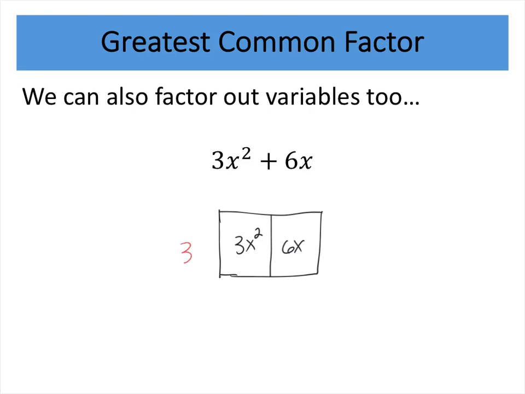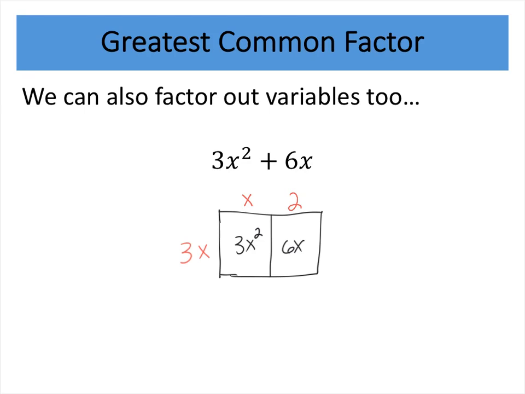Well, we know 3 comes out because 3 was a common factor to both of them, and x is also a common factor between them. Okay, I hope that you take a moment and really appreciate that 3x squared can be divided by 3x, and 6x can be divided by 3x. Well, something times 3x is going to give us 6x. That has to be 2, because 2 times 3x is going to give us 6x. And likewise, x times 3x is going to give us 3x squared. And so now we have our factors.